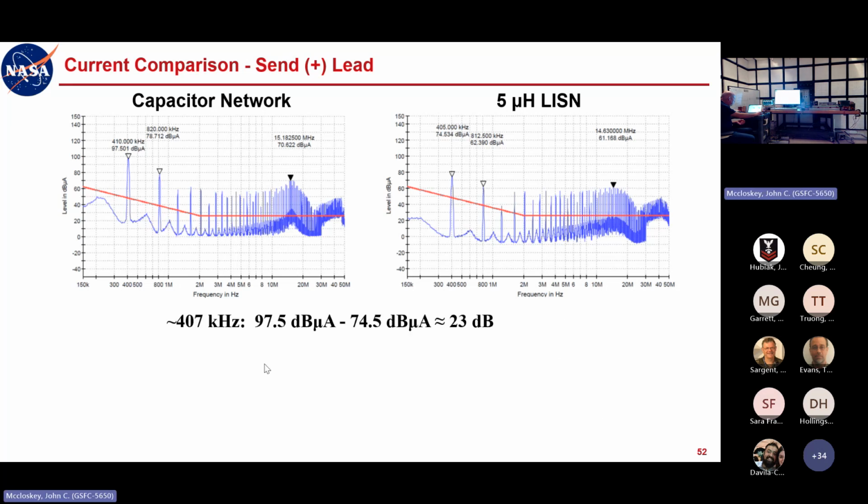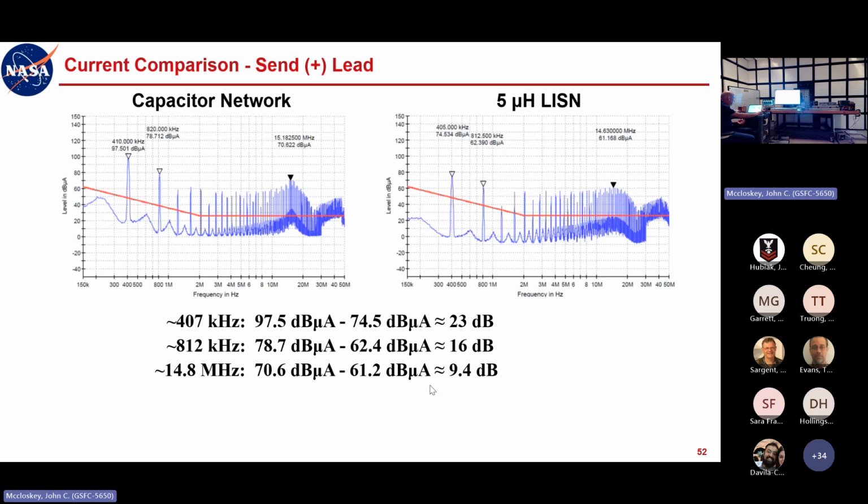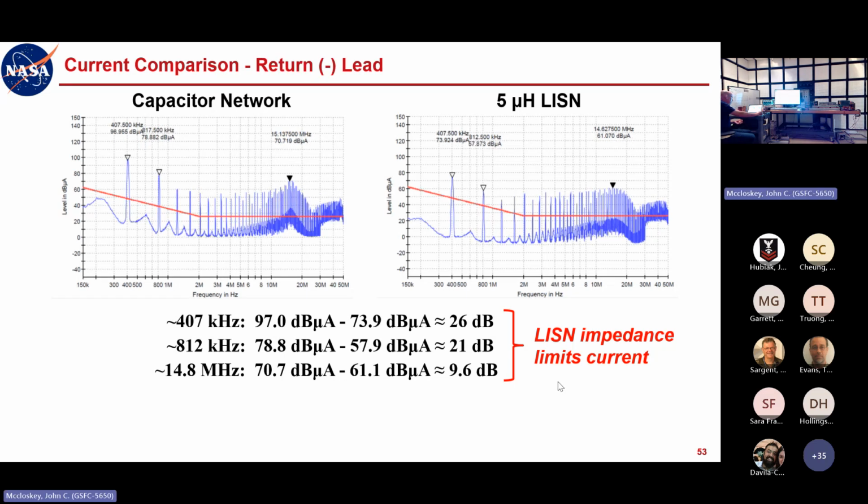Well, at the fundamental, with the capacitor network, we're about 23 dB higher. And at the second harmonic, about 16 dB higher with the capacitors. And in this high frequency fuzz here, around 15 megahertz, we're about 9 dB higher. So the Lisen impedance is limiting your current. There's no question about it, and there's no mystery about it, right? You've got a higher impedance there. It is going to limit the current that you're going to measure. Even if you're measuring a voltage, the equivalent current is going to be lower, as when you relate it through the Lisen impedance. And then the same story when you look at the measurements with the return lead. It's almost the same numbers here.